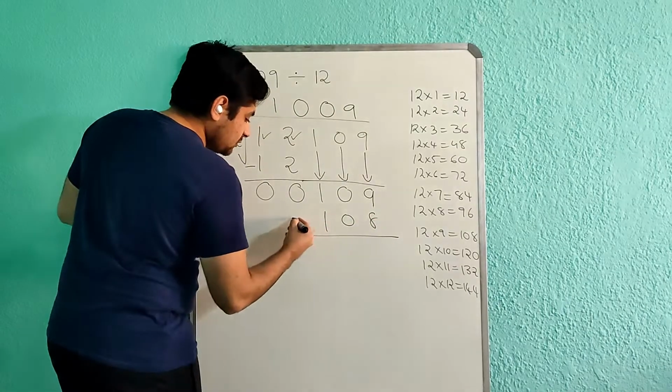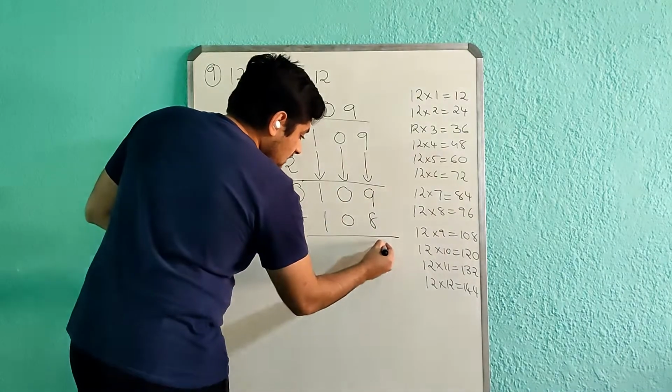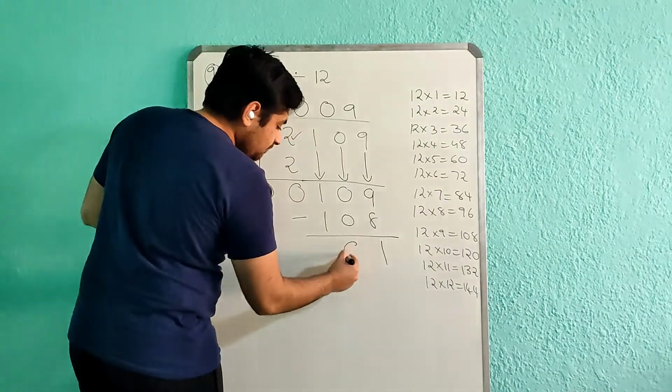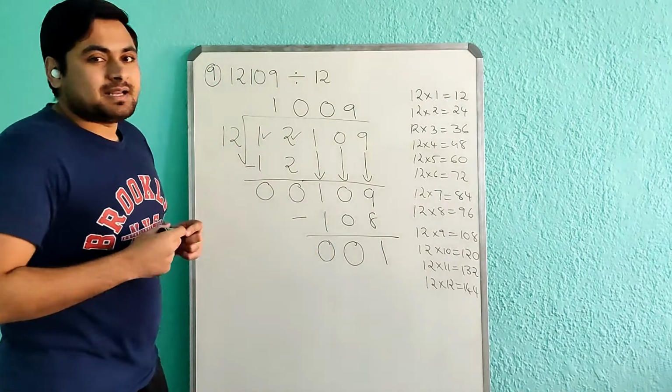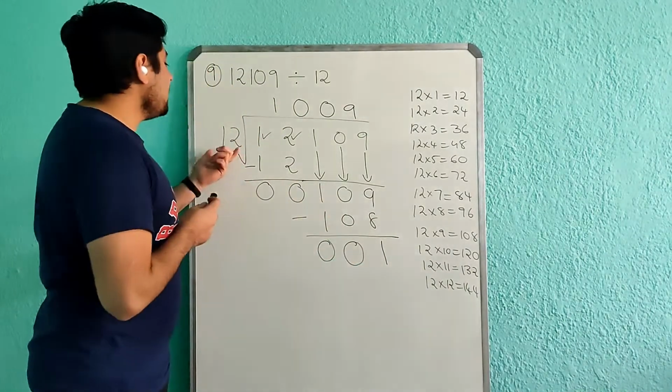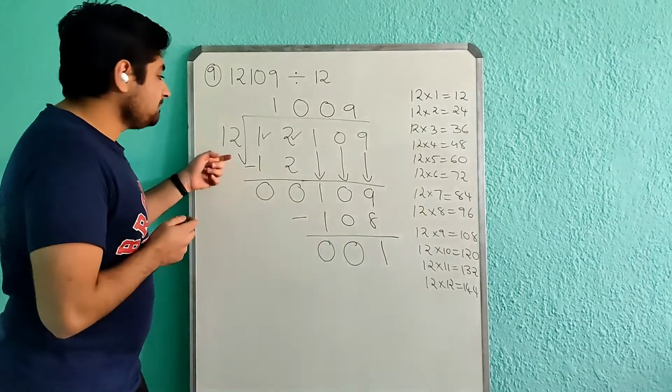Once you have that, you put a minus sign. What is 9 minus 8? That gives you 1. What is 0 minus 0? That's a 0. And what is 1 minus 1? That's a 0. What is the next question? Does 1 come in the table of 12? We know it does not come, right? Because 1 is smaller than 12.